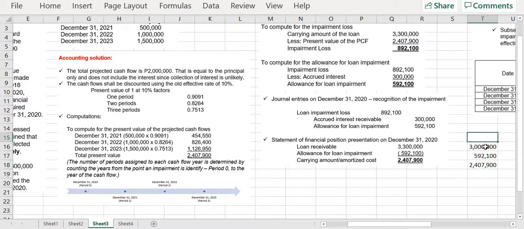Correction lang to. Kasi supposedly hindi dapat to 3.3 million. This should be 3 million. Pero tama naman yung computed carrying amount. Kaya, typing error lang yan siya.